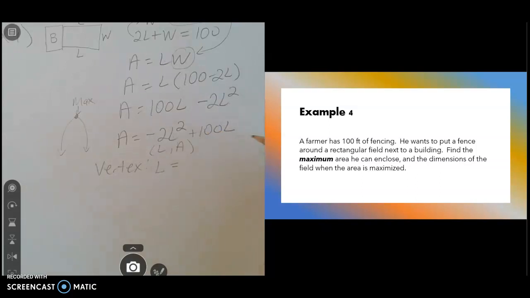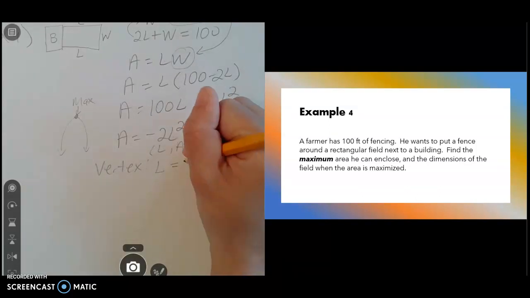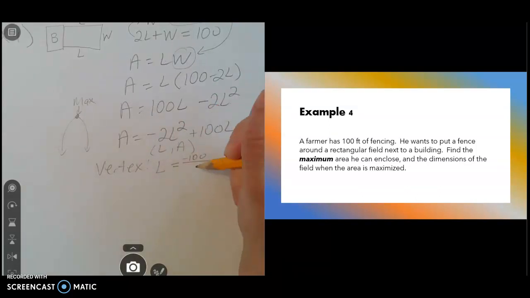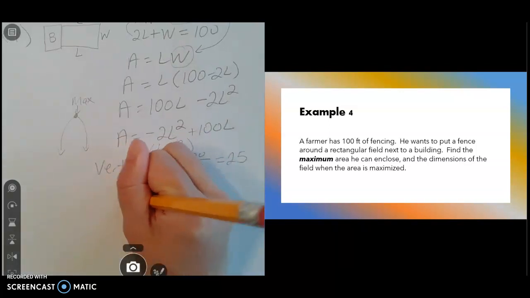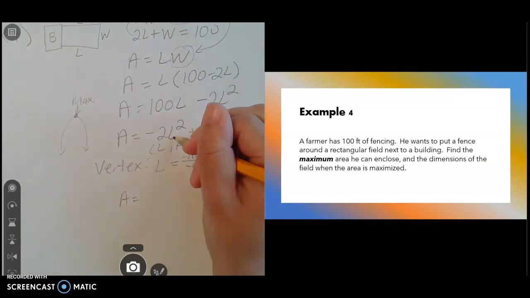So our opposite of b would be the opposite of 100, which would be negative 100, over 2a. So 2 times negative 2 would be negative 4. And then if I simplify that, negative 100 divided by negative 4, I'm going to get positive 25 for my L value of my vertex. Okay? Then if I want to get my A value, all I'm going to do is plug in 25 for L. So my maximum area is going to happen when L is 25.